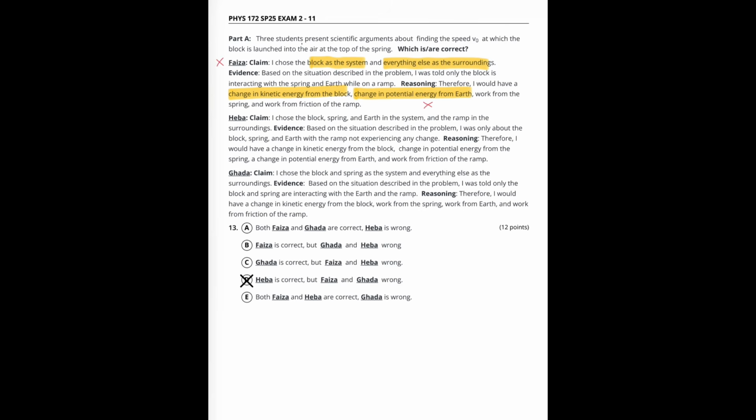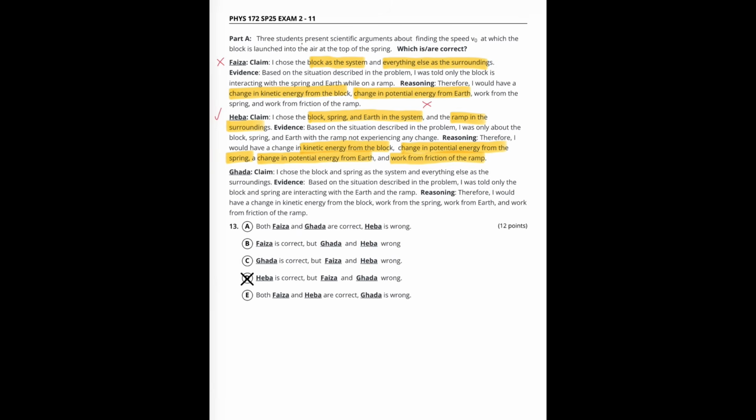Now let's look at our second statement. They choose the block, spring, and earth in the system, and the ramp in the surroundings. Their reasoning is that they would have a change in kinetic energy for the block, that sounds right. Change in potential energy from the spring, that sounds right. And a change in potential energy from the earth, that sounds right. And for their surroundings, they have work from friction on the ramp. So that matches up, and therefore that statement will be correct.